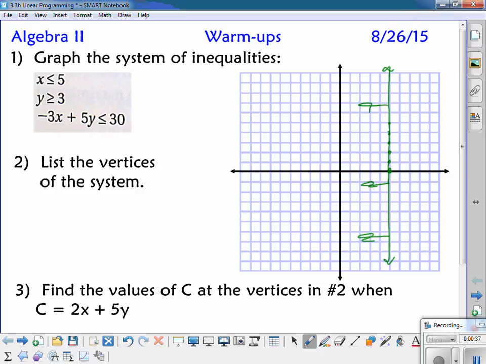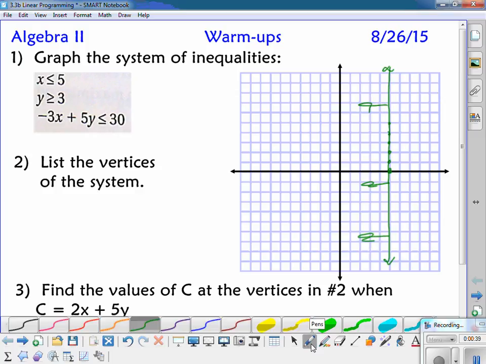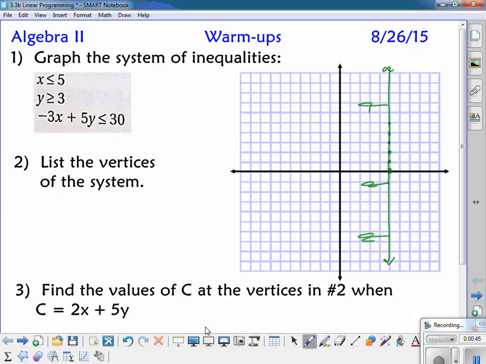Okay, so what about y is greater than or equal to 3? What kind of line is that? Horizontal. And it's greater than or equal to, so what's that mean? Above or below? Above, right? Greater than, the numbers that are higher?